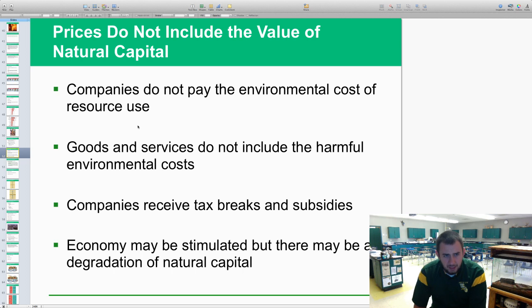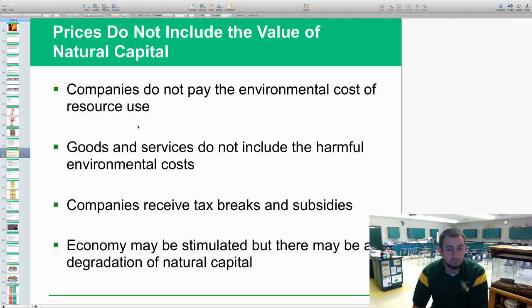But there are some harmful effects too. Another one is that prices do not include the value of natural capital. Companies do not pay the environmental costs of resource use. They can extract the resources and make them into what they want, but they don't have to pay for what they do to the environment more often than not. The goods and services don't include those harmful environmental costs, so you're not paying for your new iPhone, how much degradation I do on natural capital. You're not paying for that. You're paying for the product.